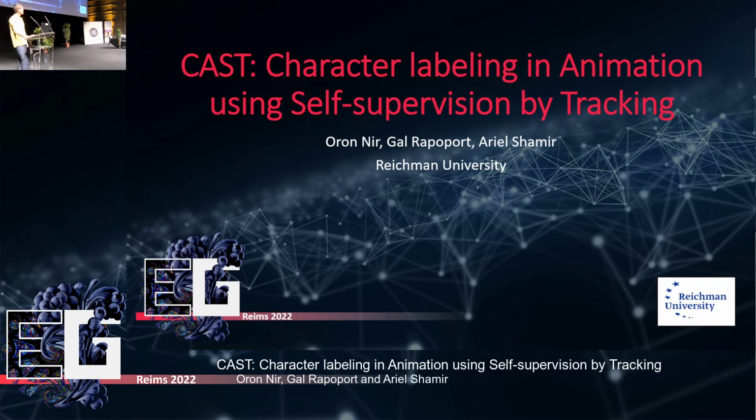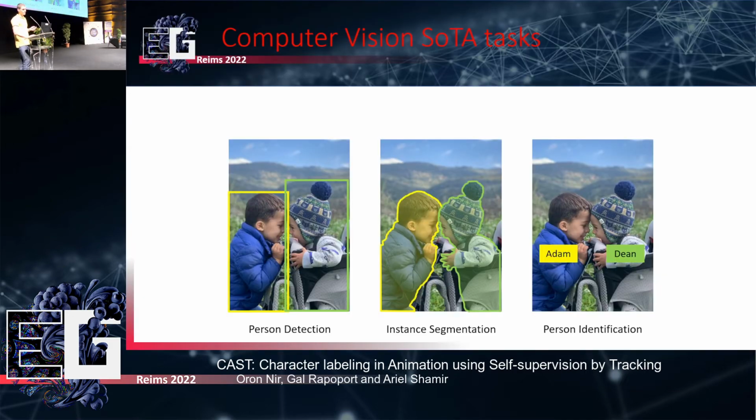Classic computer vision state-of-the-art algorithms are applied today to many tasks like detection, segmentation, identification, and others. However, these methods work perfectly mainly on photorealistic footage, like on my kid's picture here.